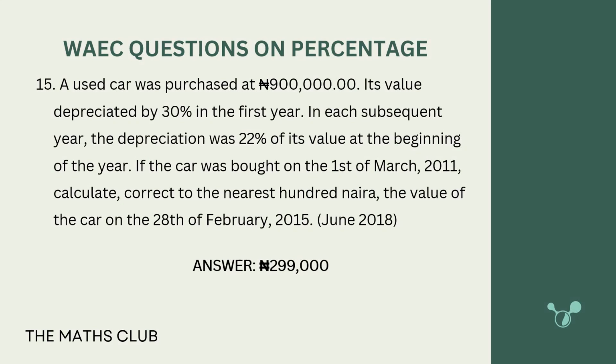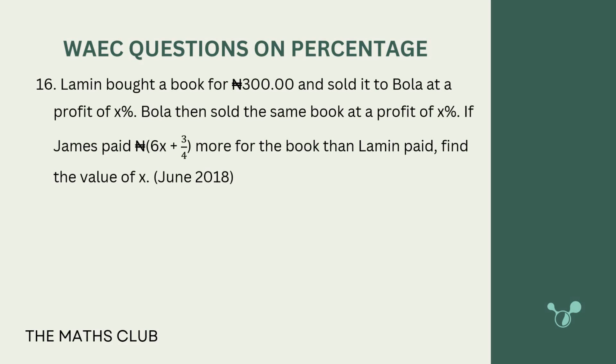Great, 299,000. Next question says that Lamin bought the book for 300 naira and sold it to Bola at a profit of X percent. Bola then sold the same book at a profit of X percent. It now says if James paid (6x plus 3) over 4 naira more for the book than Lamin paid, find the value of X. I want you to pause the video and solve this. Forget about all the confusion that might appear. Solve it step by step.